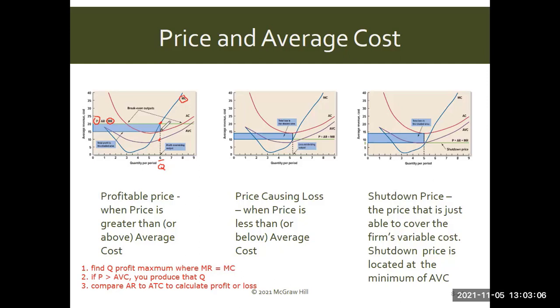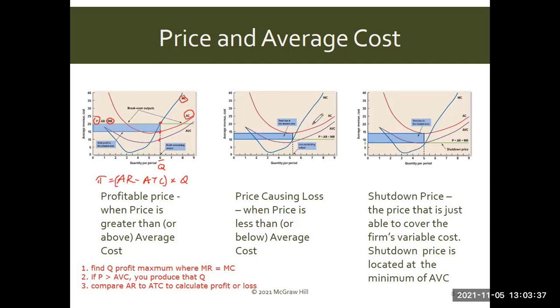So at this quantity, my average total cost is right there. Here's my average cost curve, and my average revenue is up here. Because my average revenue is greater than my average total cost, there is profit. And the blue area is the amount of profit. So my profit would be my (average revenue minus my average total cost) times quantity. You have to put these in brackets. So that's the blue area.